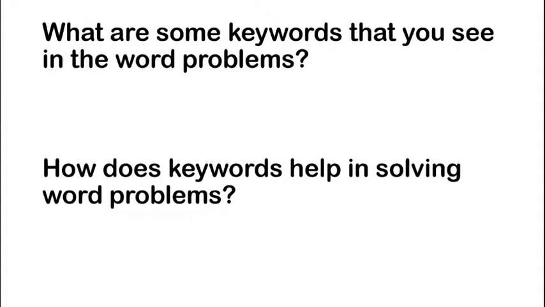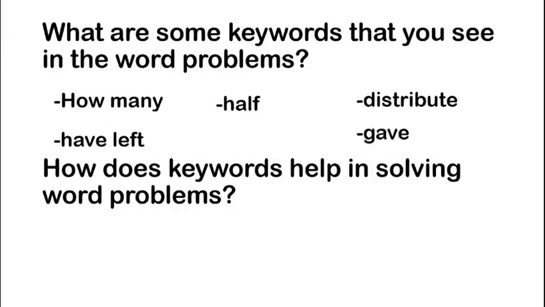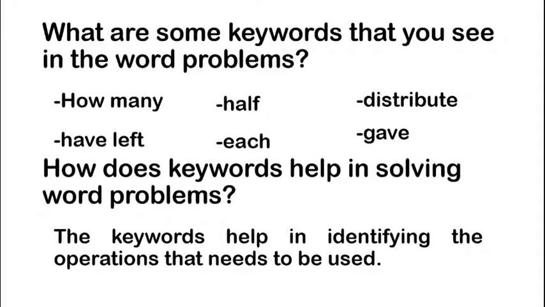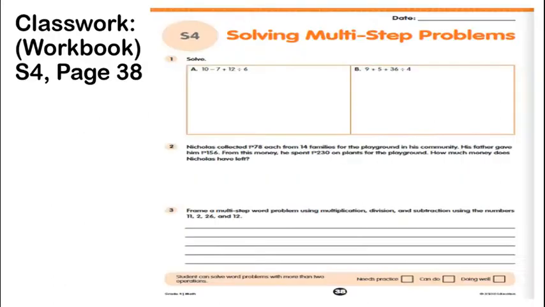So what are some keywords that you see in the word problems? If you go back to the 3 word problems, we see how many, left, half, distribute, gave, each. These are the keywords that will represent the operation we will use. So how do keywords help in solving word problems? These keywords help in identifying the operation that needs to be used to get our correct and final answer.